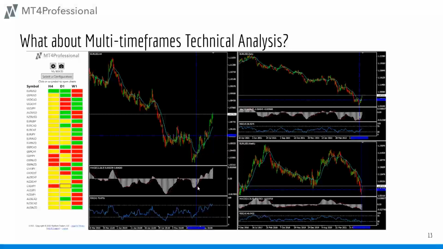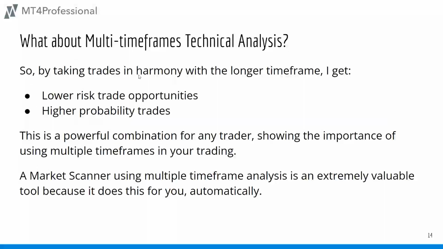Notice that prior to that point, you don't get really any good trade setups, because where you do have a signal setup, you don't have price crossing over, or when you do have a valid crossover and signal setup, you have negative relative strength. And so the strategy is really good for showing you that. So by taking trades that are in harmony with longer time frames, I get lower risk trade opportunities and higher probability trades. That's a powerful combination for any trader. It shows the importance of using multiple time frames in your trading.